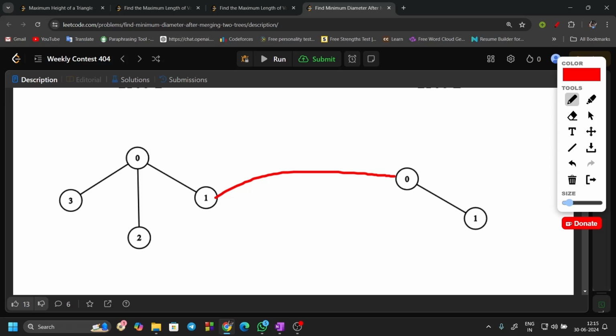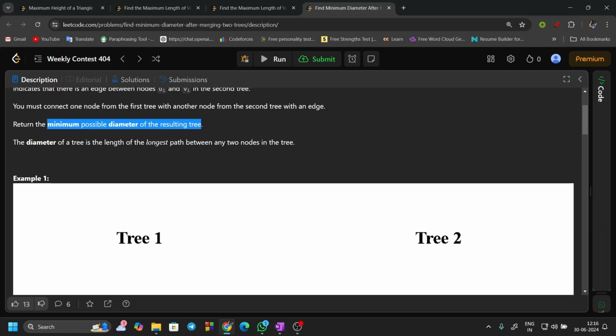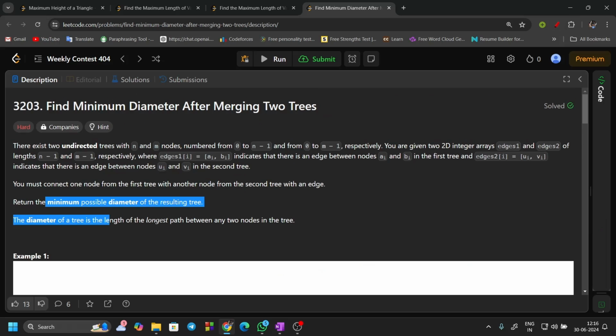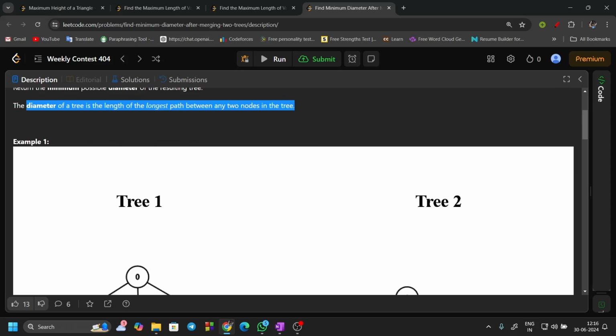And you have to pick such nodes so that after connecting, the final tree that you get has the minimum diameter. That's the problem. So return the minimum possible diameter of the resulting tree. Now, what is the diameter of a tree? The diameter of a tree is the length of the longest path between any two nodes in the tree.